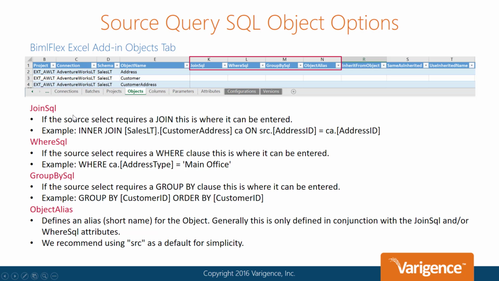So the join SQL is if you are using a table and it requires a join statement. So give you an example here. If I'm putting on the address line here, I'm putting an inner join to this customer address because I only want to extract addresses that are relevant to the customer address that has a link to it. On the where SQL, I want to take that a little bit further. I say, well, because I've now joined to my customer address, the alias being CA, I'm saying I only want my main office addresses. So that immediately gives you the ability to say where my address type equals main office.